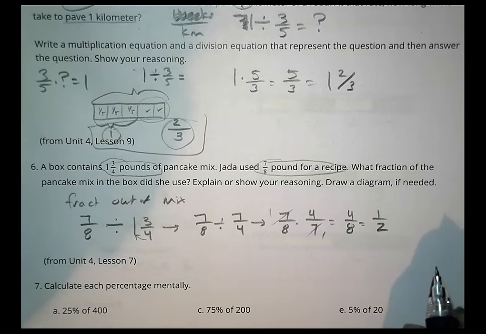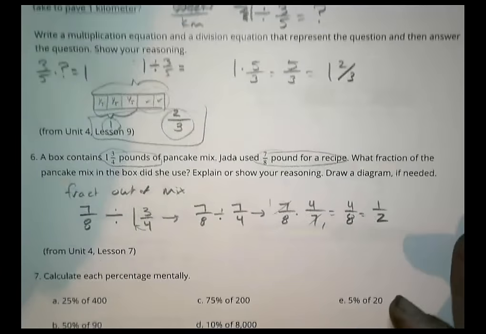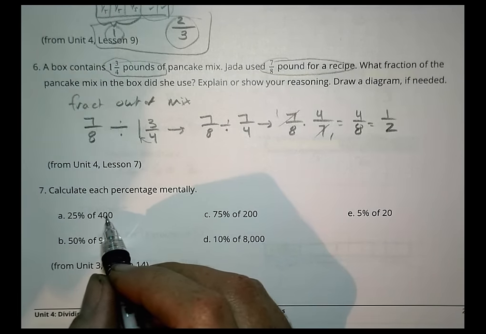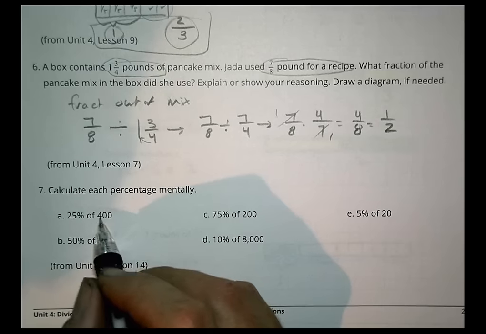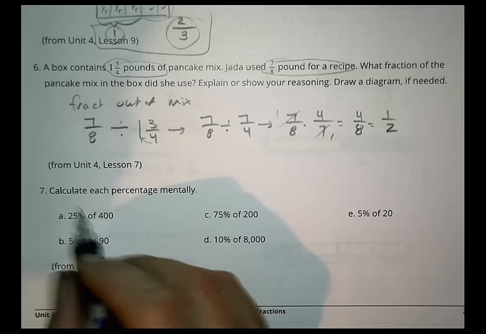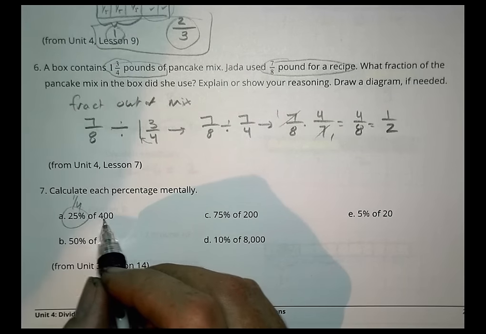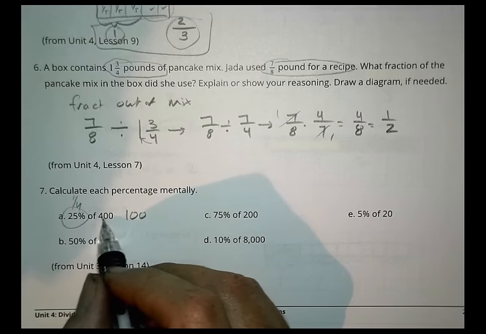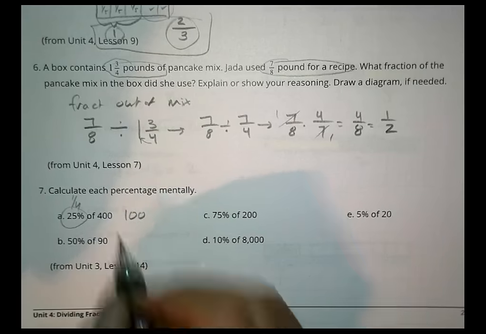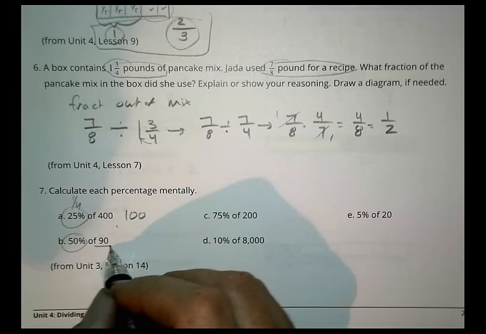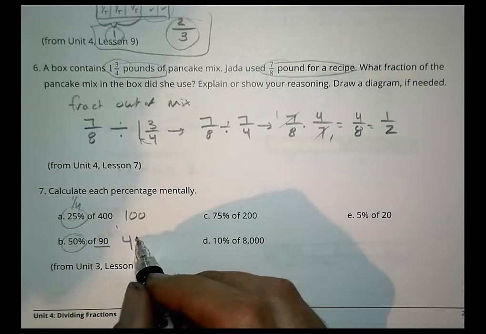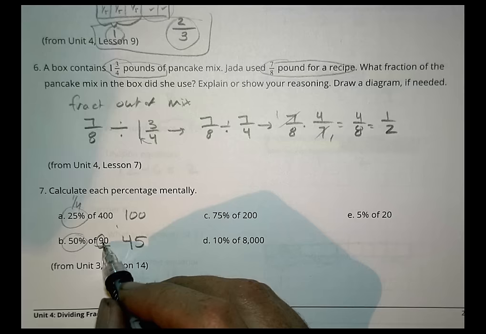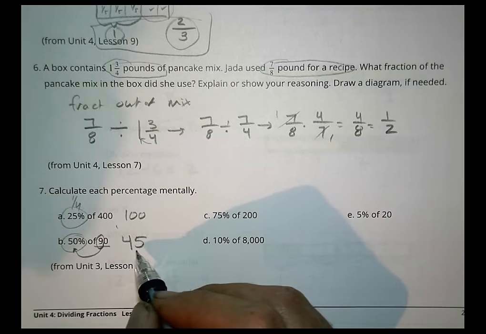Okay? Alrighty. Number 7. Calculate each percentage mentally. Alright, so 25% of 400. We're thinking about dividing this into fourths essentially, because 25% is a fourth. So that's going to be 100, because it's a quarter of it. So I think, what times 4 gets me to 400? 100 times 4. 50% of 90, so half of 90 is 45. If I wasn't sure, I could think about 10% is 9, and then 9 times 5 is 45.